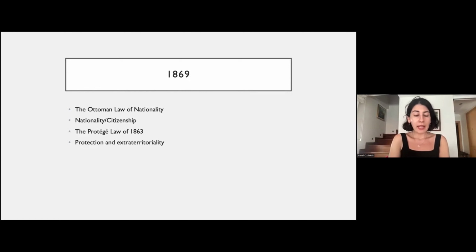So the 1869 law did not aspire to create a citizenry and political belonging, but created a form of legal affiliation and aimed to define the rights and protections of subjects.